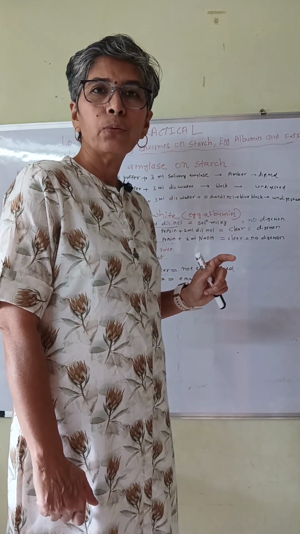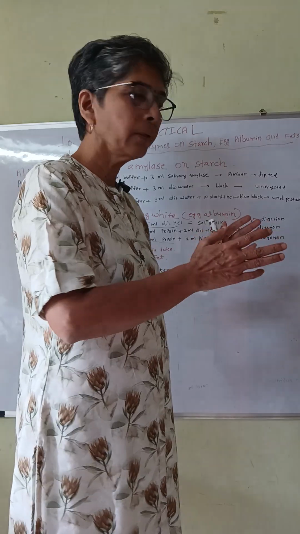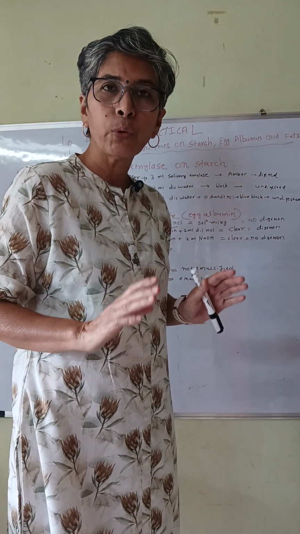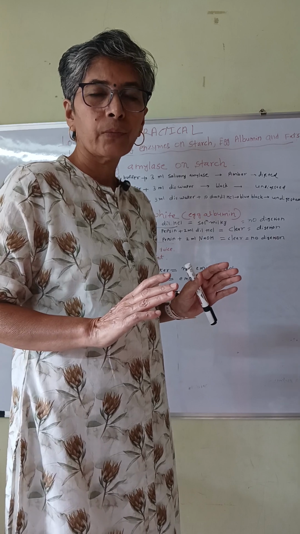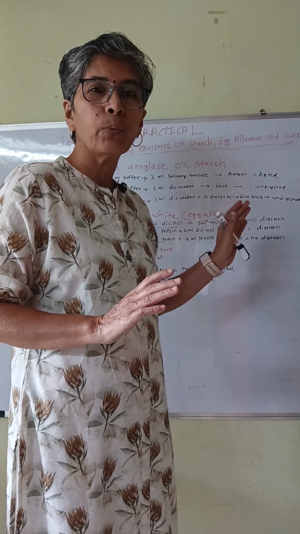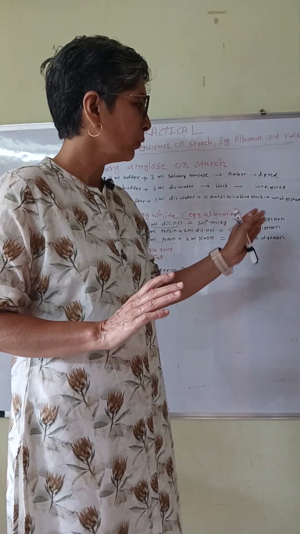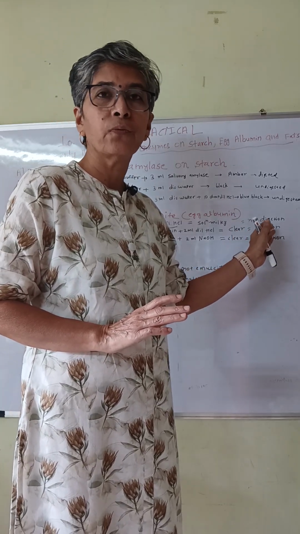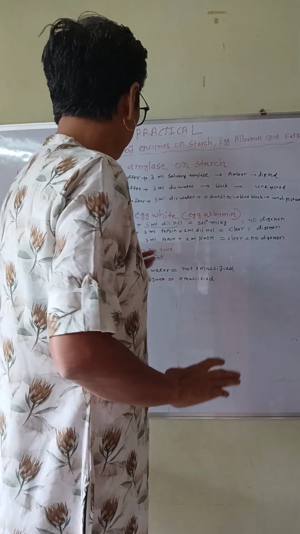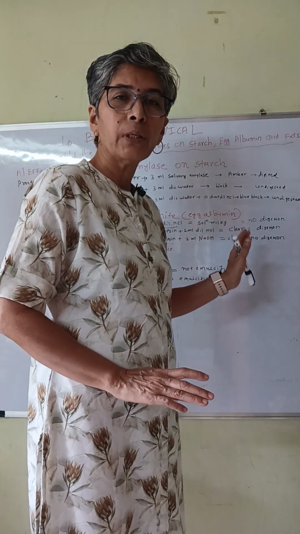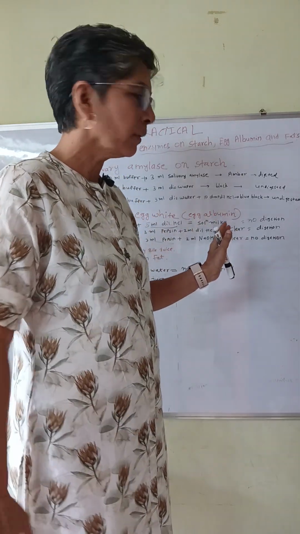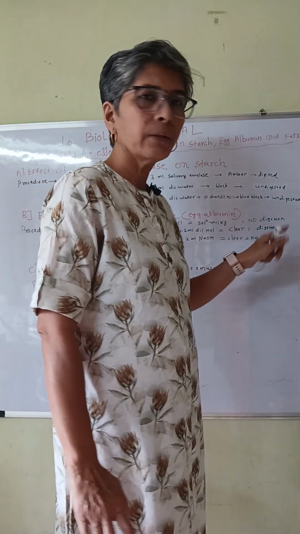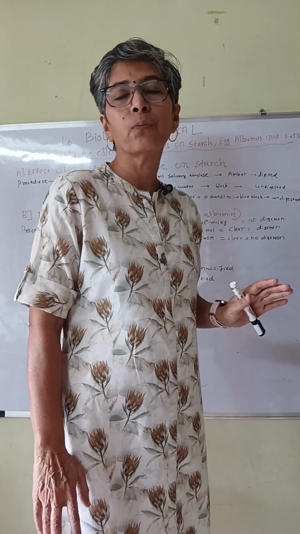In test tube number 2, the solution is clear but there is digestion of protein. Okay, pepsin breaks down protein into peptide bonds, so the solution is clear and there is digestion of proteins. Okay, in test tube number 3, what is the conclusion? The solution is clear, but there is no digestion of protein.